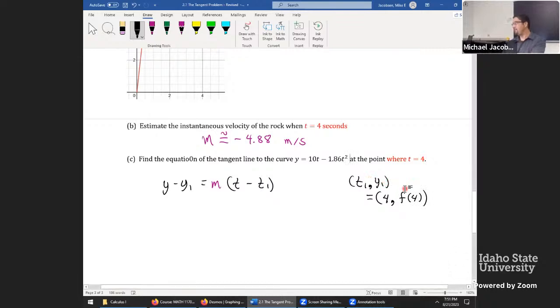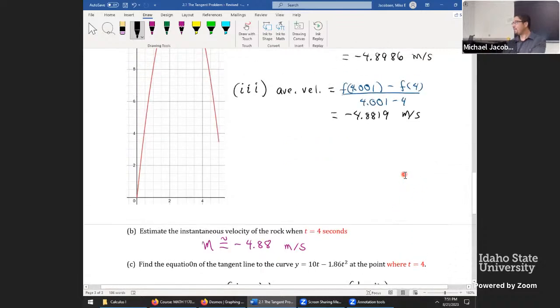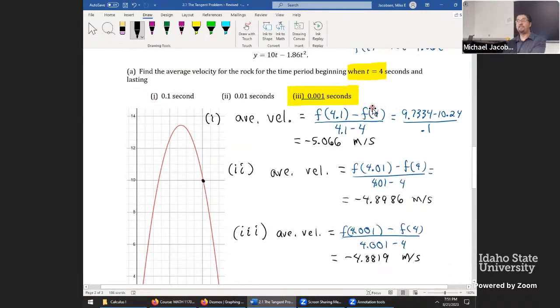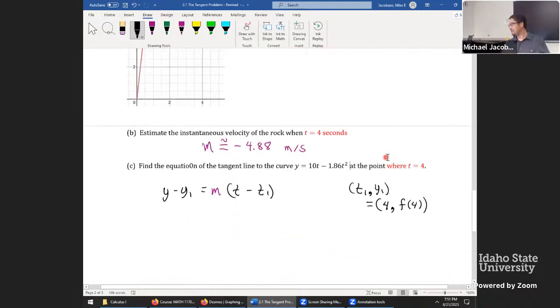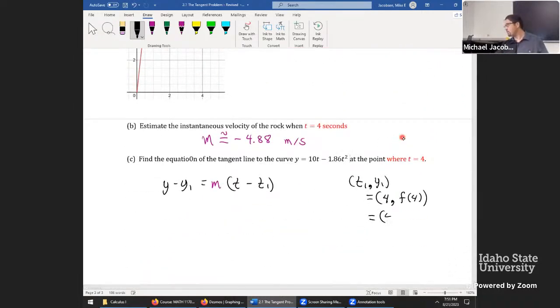Anyone happen to recall what f at 4 came out as? 10.24? Awesome. And we got that from when we were right here calculating f of 4. Yeah, 10.24. So the value we're going to use is 10.24. The 4 right here came from the request. And the 10.24, again, just came from calculating the f at 4. So we can just plug that information here and here.